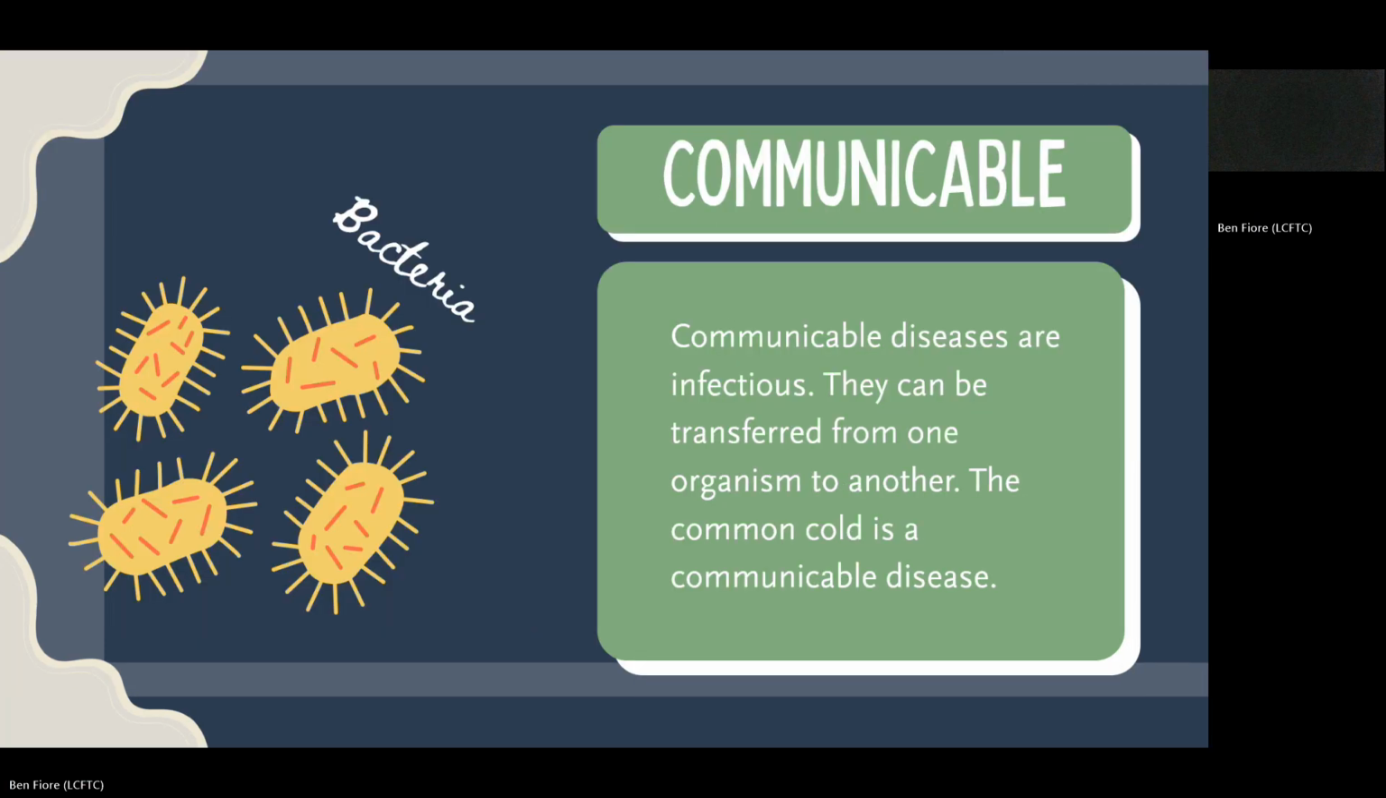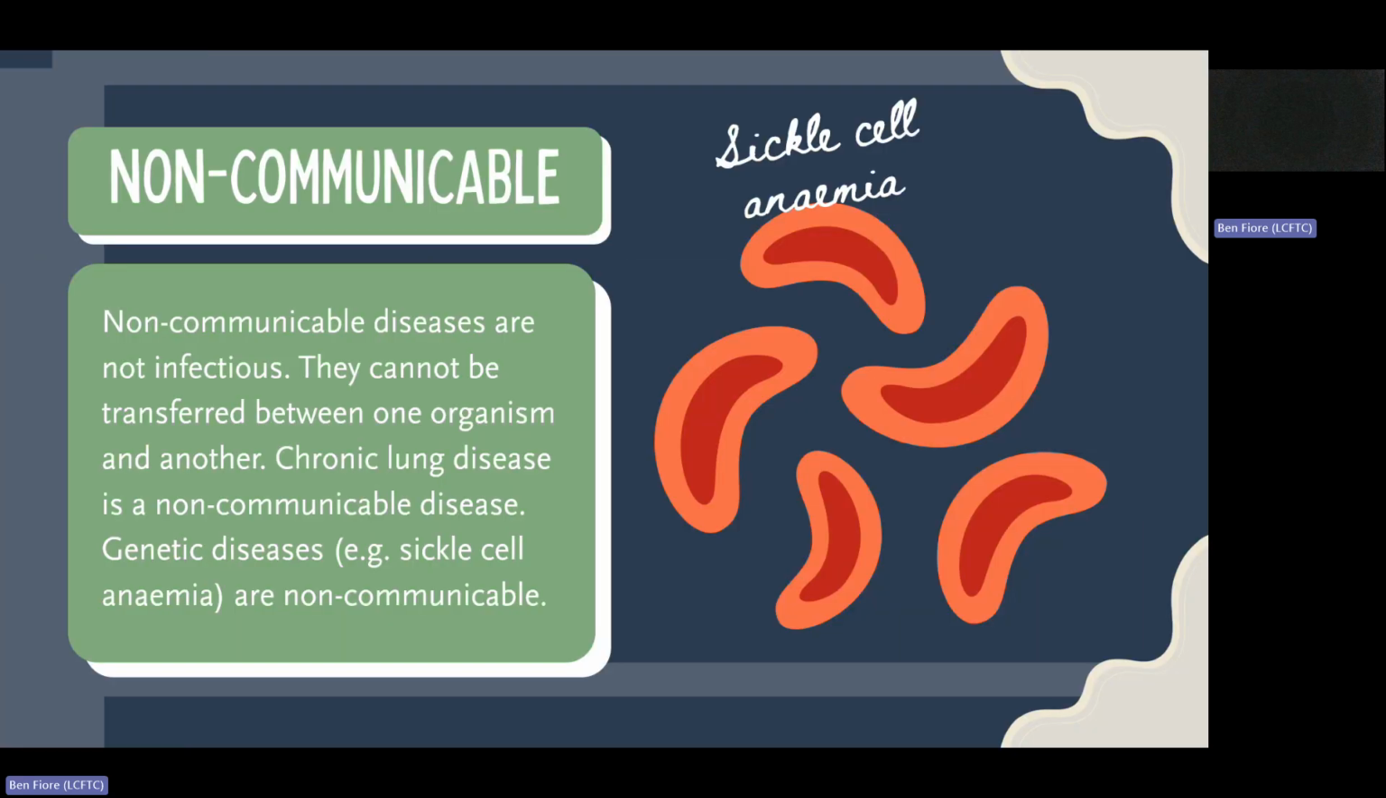All right. So, communicable diseases. Communicable diseases are infectious. They can be transferred from one organism to another. The common cold is an example of a communicable disease. Right here we see an illustration of bacteria. So things like bacterial infections are communicable diseases, whether that's lung infections or skin infections. Typically those are transferable person to person. Now, not all bacterial infections are communicable, but most tend to be.